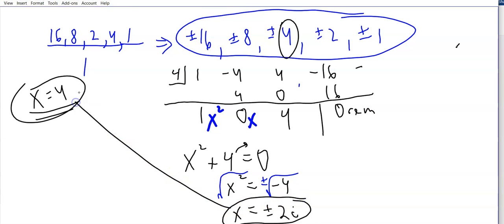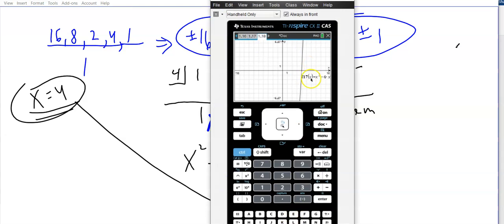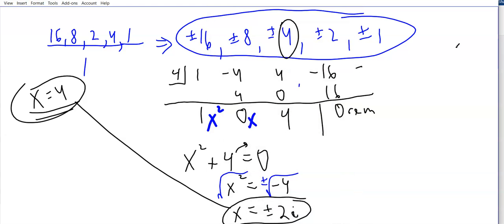So there are 3 solutions. I expected 3 solutions because it was a cubic. But what I might not have expected is 2 of the solutions are imaginary. Although if you look at the graph, it makes sense, right? Only one time does it cross the x-axis there. So you've got 3 solutions, 2 imaginary, and this is the only real one right there.